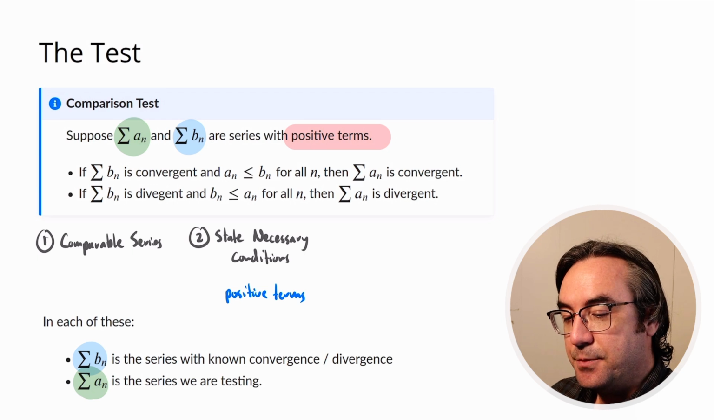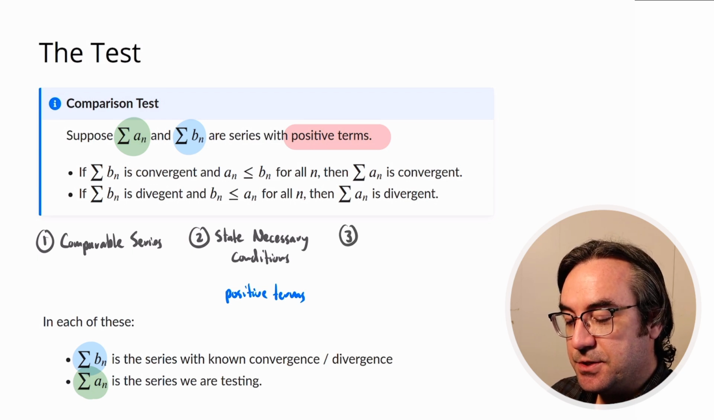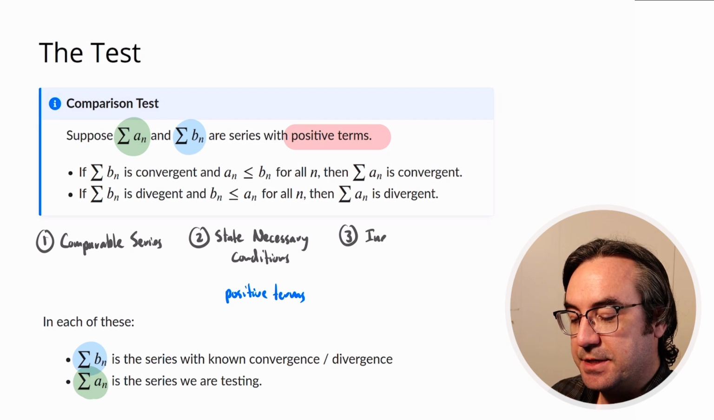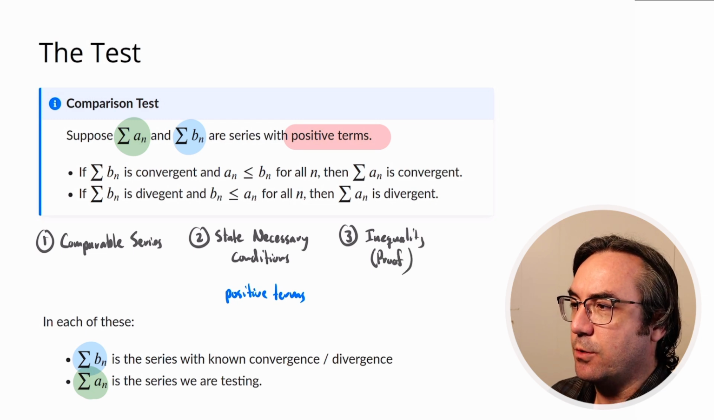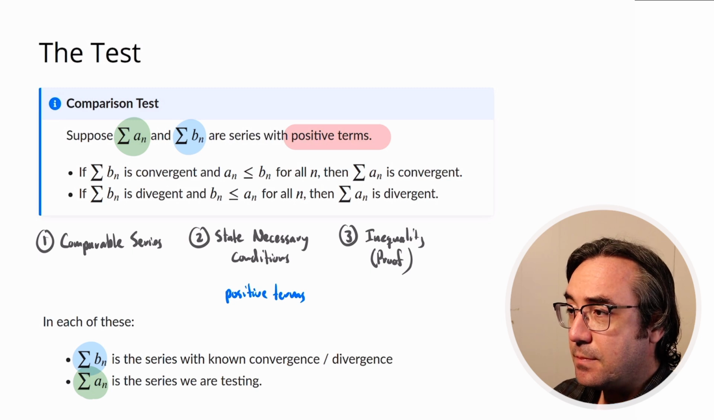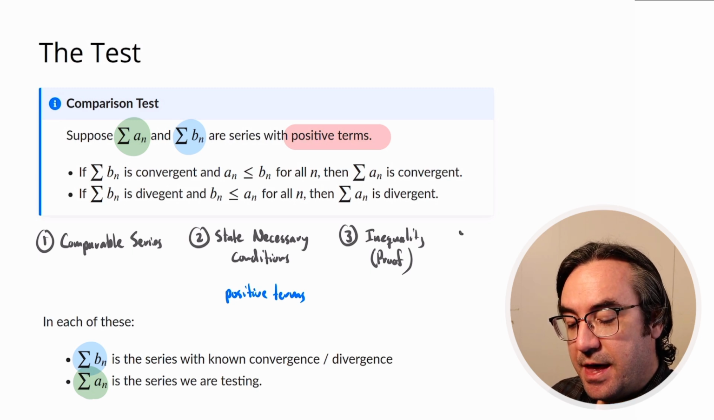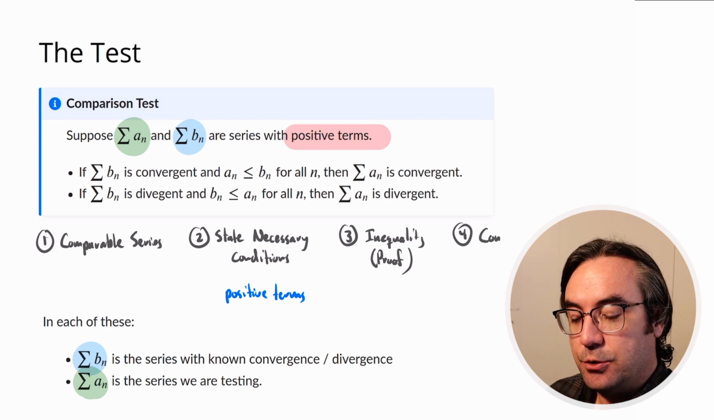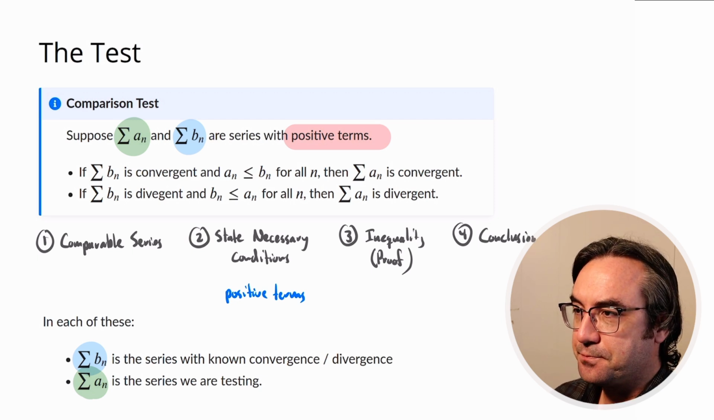And then the third step is we have to actually prove this inequality. So this is our next portion. We got to deal with that inequality. And this is where we do a little bit of work. We actually have to prove it. And then once we've proved it, then we basically have all the info that we need, and we can do our conclusion. So this is how a usual comparison test is going to work.